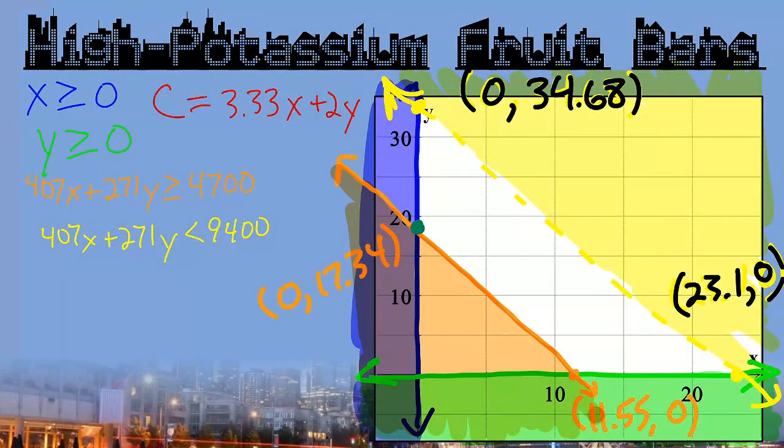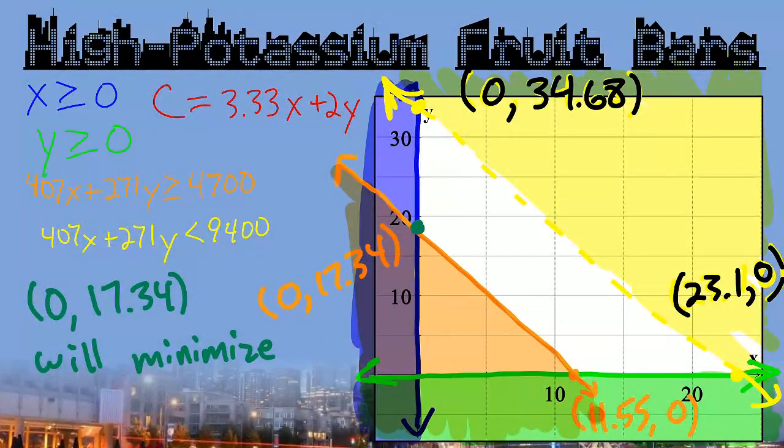So what the company might decide is, listen, we're just going to use dates. 0, 17.34 will minimize our costs. And that would be one way to make the decision. However, maybe the bars don't taste very good if they just put dates in them. So they might end up changing their mind about how they want to make their decision. But this is, strictly speaking, the solution to this problem.